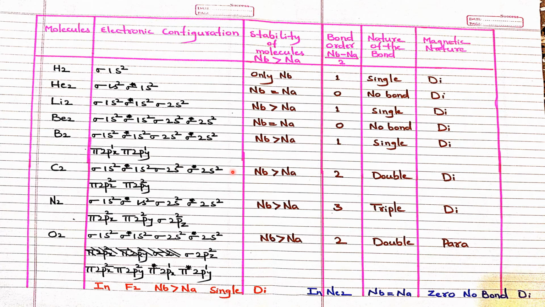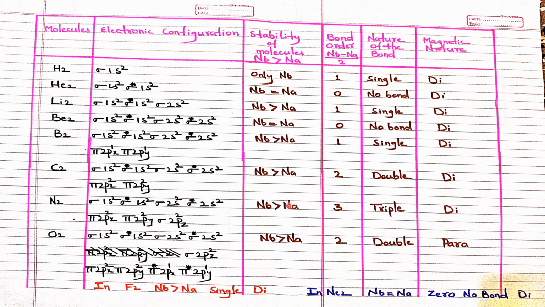Now C2 molecule, carbon molecule. Each carbon will bring 6 electrons. C2 together 6 plus 6, 12 electrons. Now for 12 electrons, this is the configuration. Definitely Nb is more than Na, so it is stable. So what is Nb equal to? Nb equal to 8, Na equal to 4, 8 minus 4, 4, 4 by 2, 2, double bond. All are paired. So it is diamagnetic.